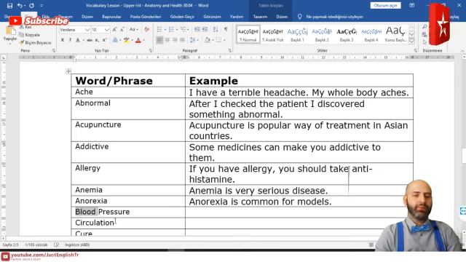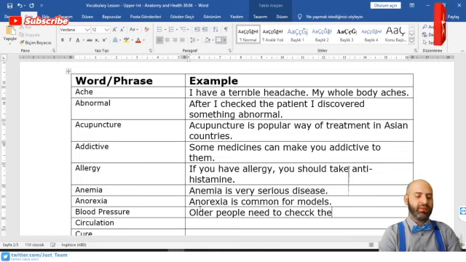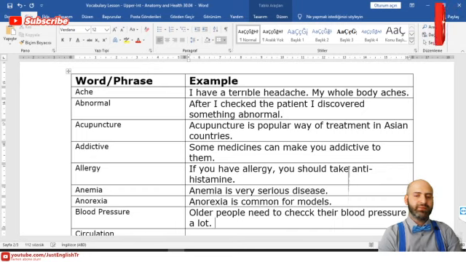Blood, you know. Pressure, probably you know. And blood pressure together is how your blood goes into your body and circulates and how fast. Okay. Older people need to check their blood pressure a lot.